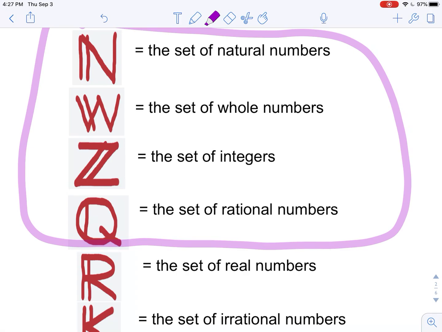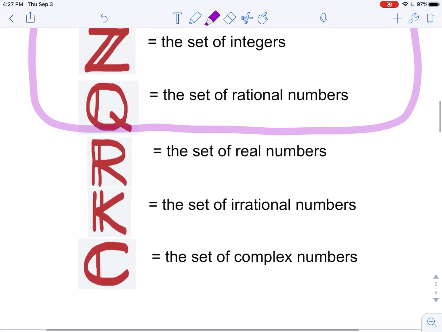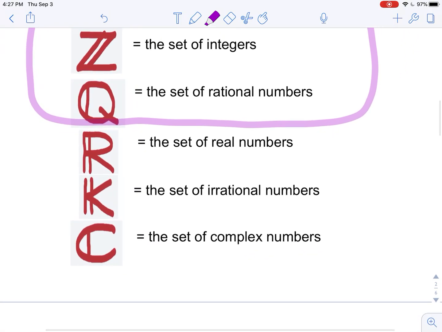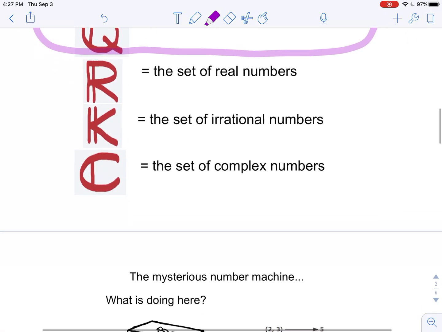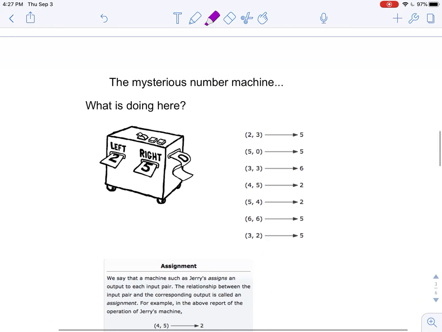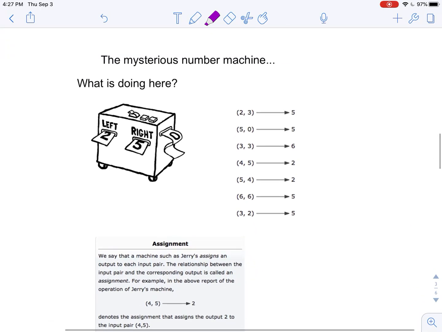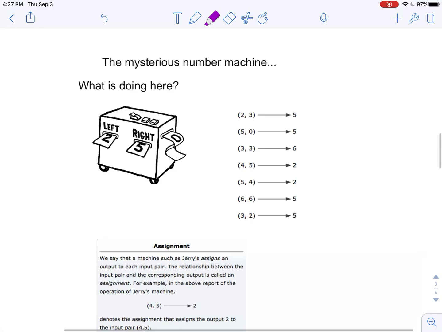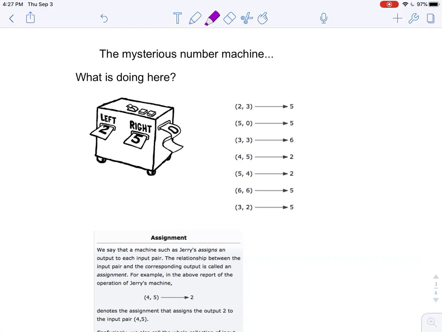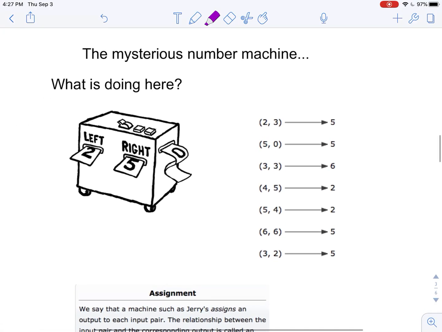That's going to define rational numbers, that is to say fractions, or numbers that can be written as a fraction. The rest of these on this list we're going to encounter later, especially in 8th grade: real numbers, irrationals, and complex numbers. We'll talk more about those later. For now, I want to focus on what's important here with respect to these assignments.